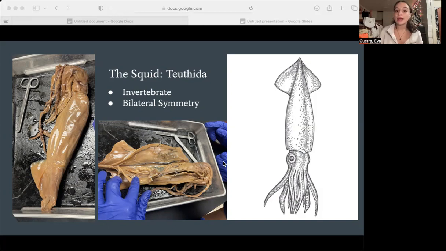The squid's common name is the squid, and the scientific name is Teuthida. We use scientific names to help scientists go further into the species and explain it in a more scientific notation.